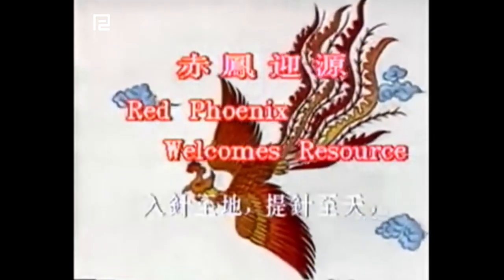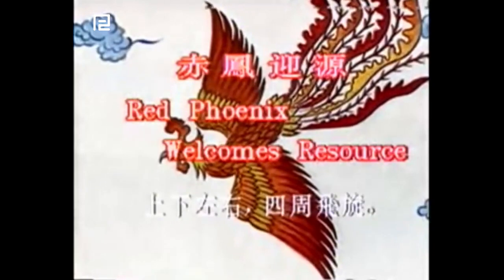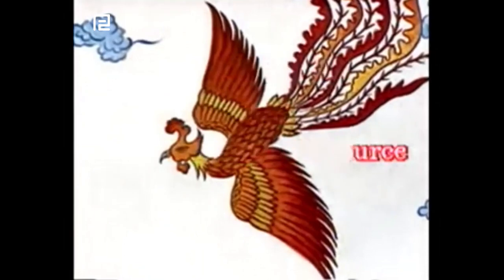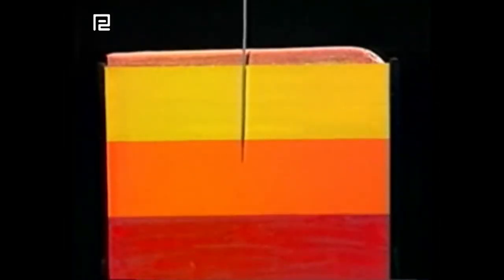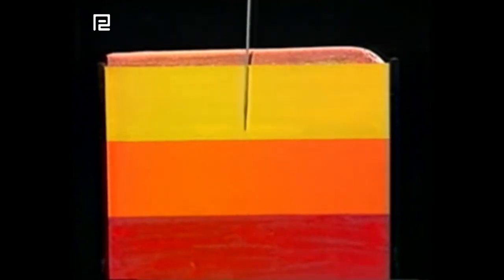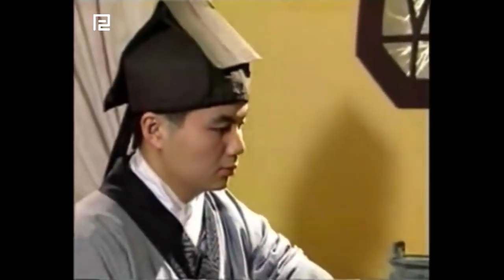Red Phoenix welcomes resource. Insert the needle to a deep level. After the arrival of the needling sensation, lift it to a shallow level. Wait for the needle itself to shake, then insert the needle to a middle level and lift, thrust, and twist. This method circulates the meridian qi and treats paralysis.